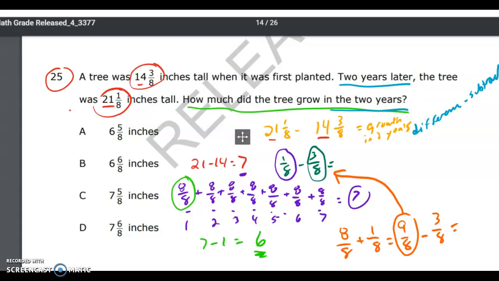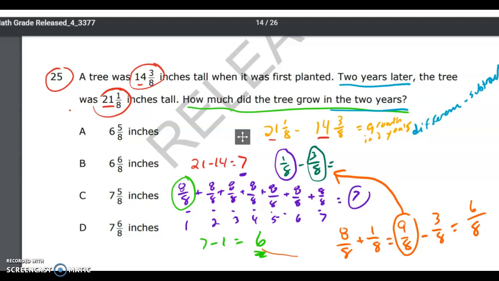That gets us to 9 minus 3. Remember, you're just subtracting the numerators. 9 minus 3 is 6. The denominator remains the same. You don't change it, 8. So when you subtract the fractions, you get 6/8.